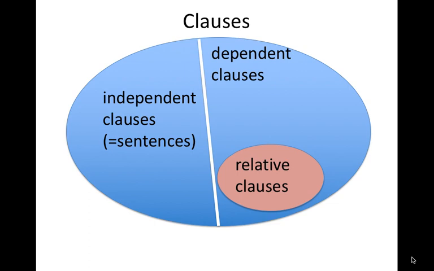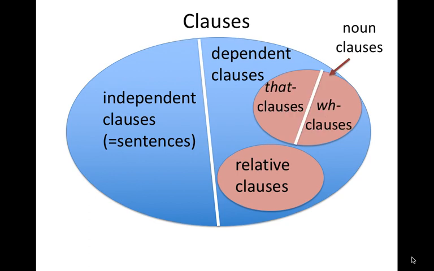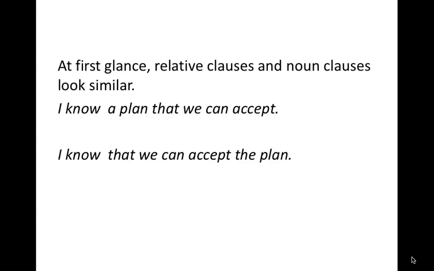If a subject predicate structure can stand alone, that's an independent clause. If it must be embedded inside another clause, it's a dependent or subordinate clause. One type of dependent clause is a relative clause, and the kind we're taking up now is a noun clause. These come in two flavors, that clauses and WH clauses. We're going to see some examples, but first, let's take a look at how to tell the difference between a relative clause and a noun clause.